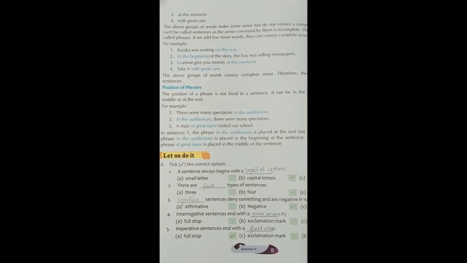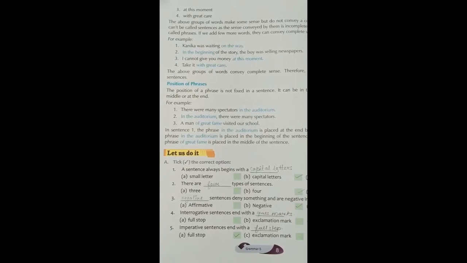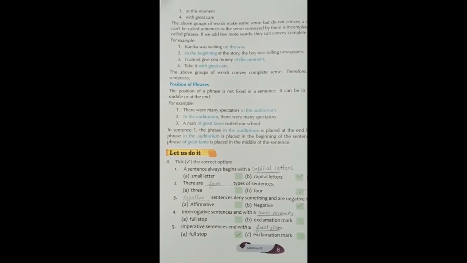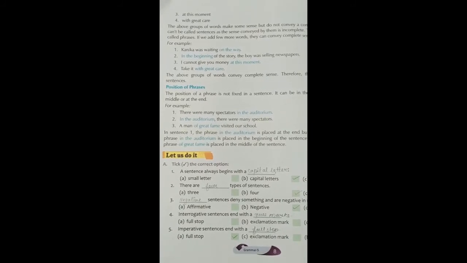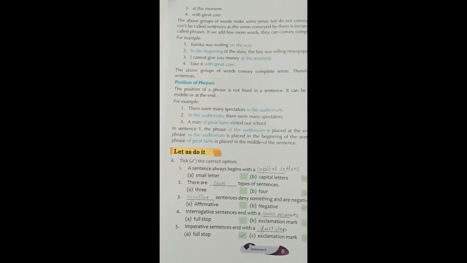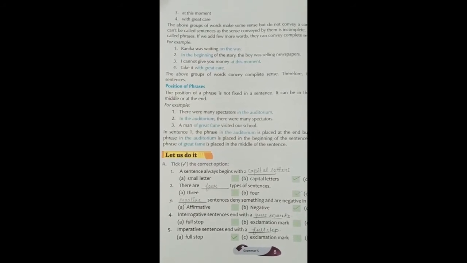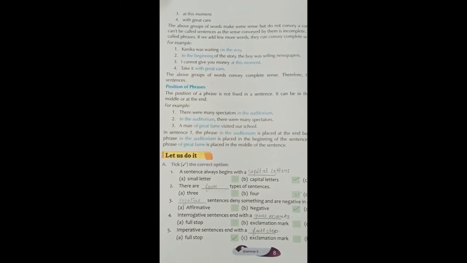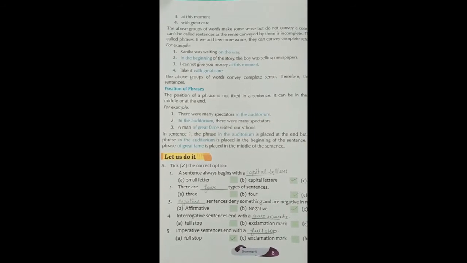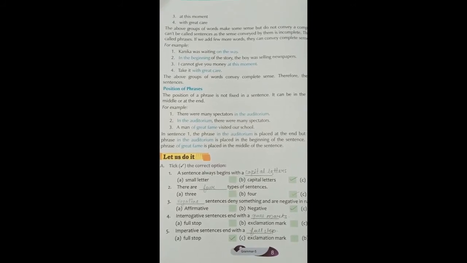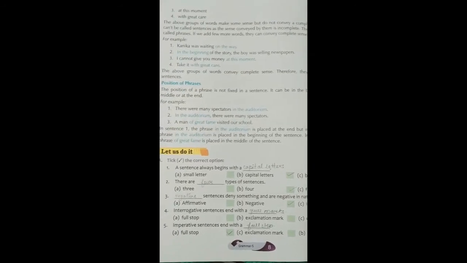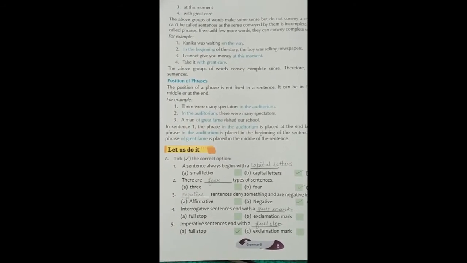If we add a few more words, they can convey complete sense. For example, Kanika was waiting on the way. Second one, in the beginning of the story, the boy was selling newspaper. Third one, I cannot give you money at this moment. Fourth one, take it with great care. The above groups of words convey complete sense. Therefore, they can be called sentences.